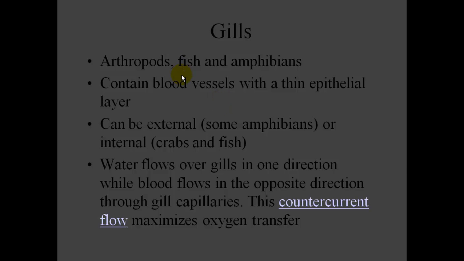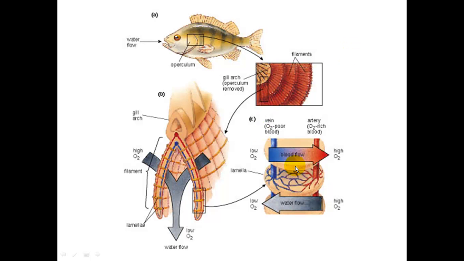This is called countercurrent exchange or countercurrent flow, and this is how they are able to get their oxygen transfer and maximize it. So here's a picture of the blood flow going in one direction and the water flow going in the other direction, and this occurs over the gills. Here's the gills, there's an operculum, the gills are inside there.